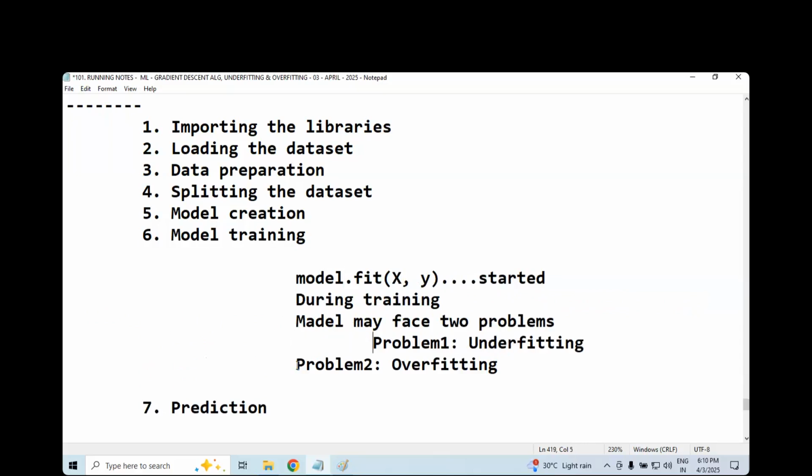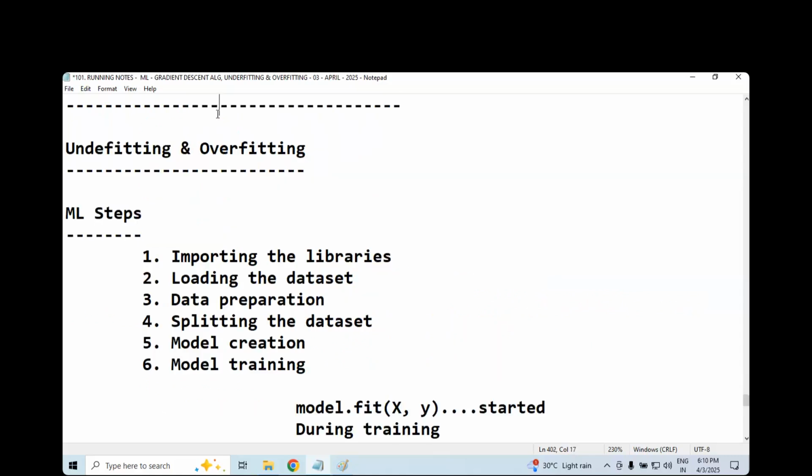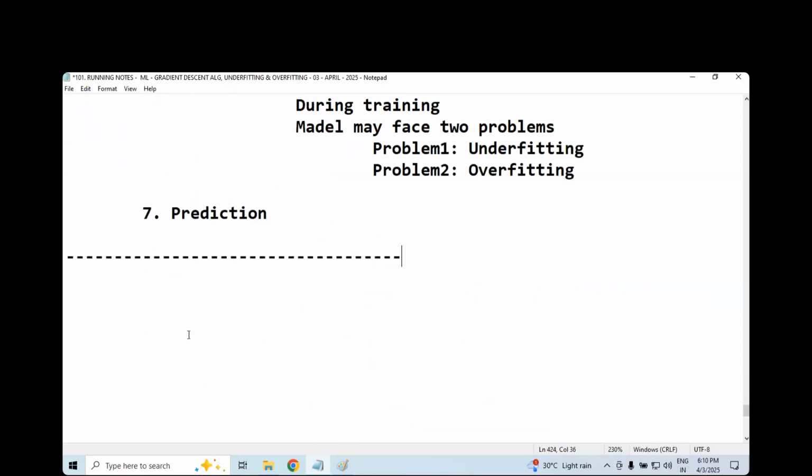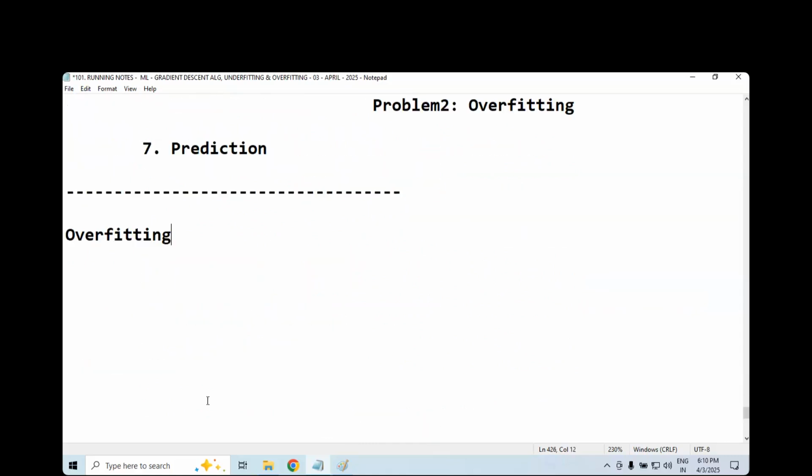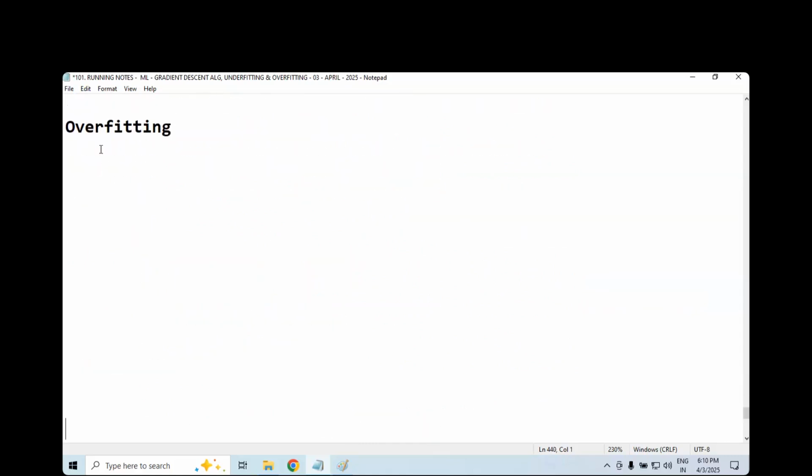Problem number one, it can be underfitting. Problem number two, overfitting. Let me be more clear so that you can understand very clearly. First, I will talk about overfitting. Underfitting I can also talk about, but first I like this definition. You will get an idea.